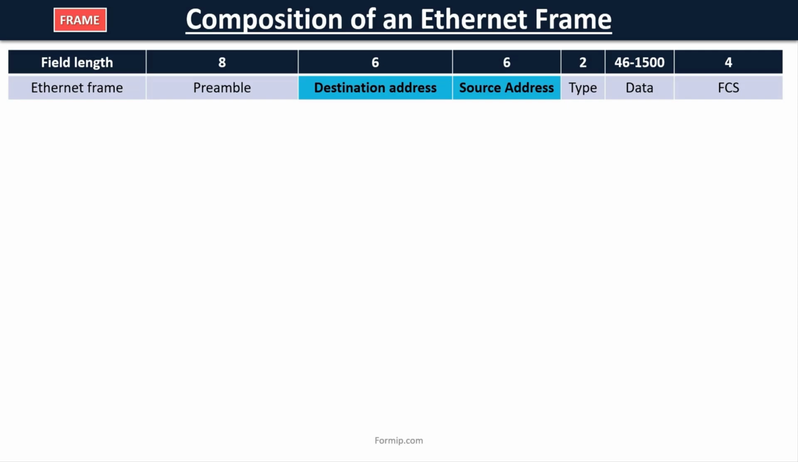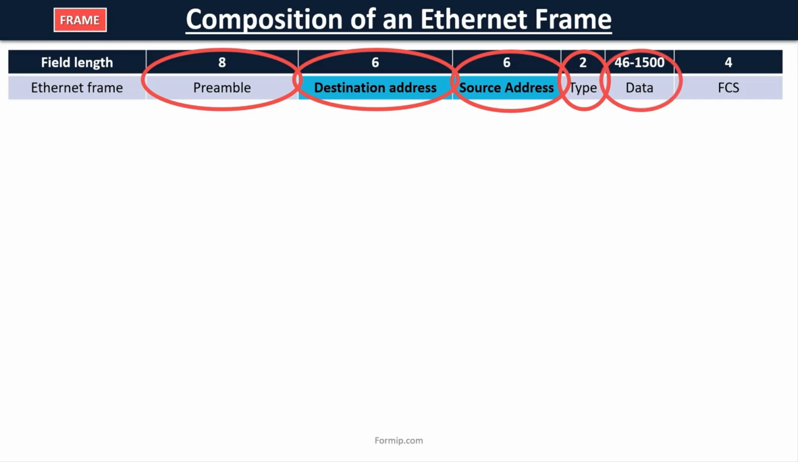Among the most important fields are the preamble, which consists of 8 bytes and allows the signals to be synchronized between two computers. There's the destination address, where the packet will be sent. The source address is the address of the machine that issued the packet. The type field contains a code that identifies the network layer protocol. The data field contains data from the network layer, from the computer that sent the frame. And the FCS field allows the receiver to check that the packet has been transmitted without error.